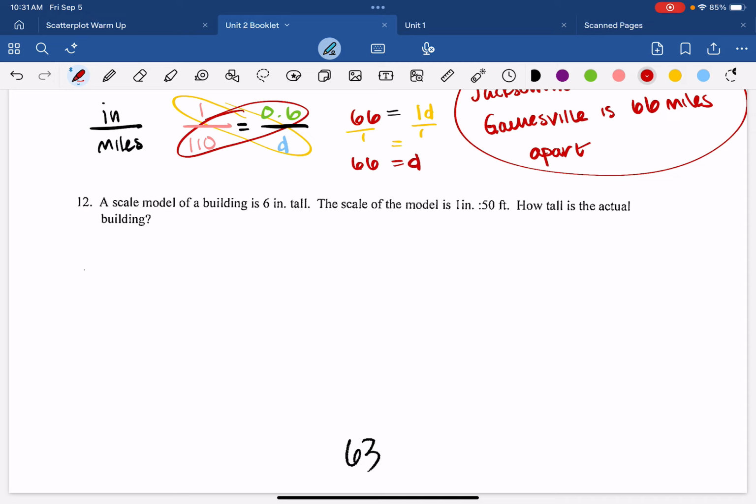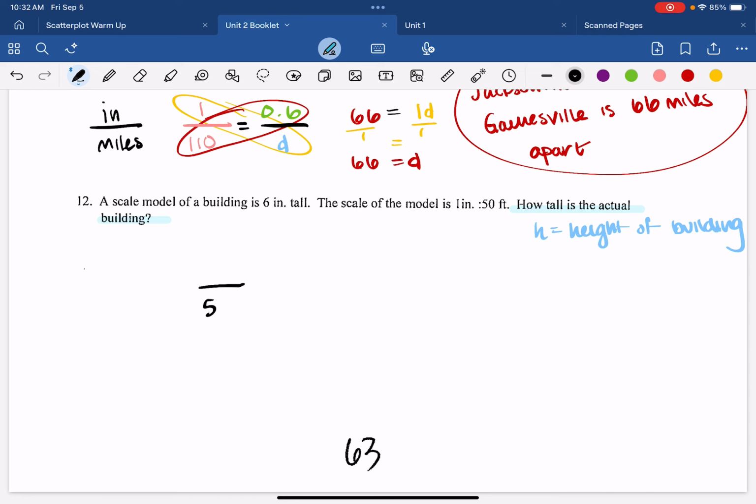Okay, so it says the scale model of a building is 6 inches tall. The scale of the model is 1 inch to 50 feet. How tall is the actual building? Okay, so here's my question again. How tall is the actual building? So that's going to be, let's use H for height. Okay, so this is the height of the building. Okay. All right, so now it says the scale model of the building is 6 inches. The scale of the model is 1 inch over 50 feet. Okay, so for my 50 feet, that would go on the bottom. Okay, and my 1 inch would be on top.